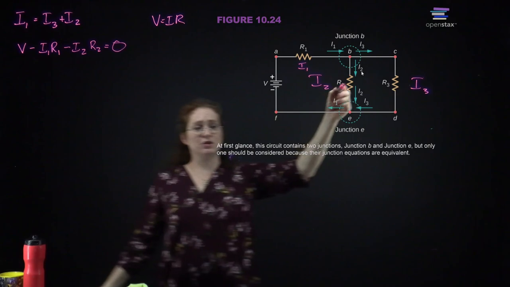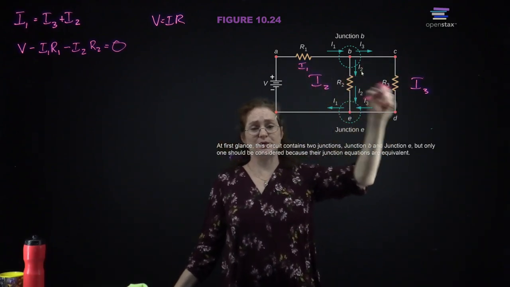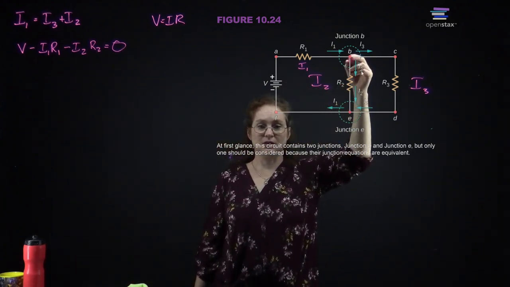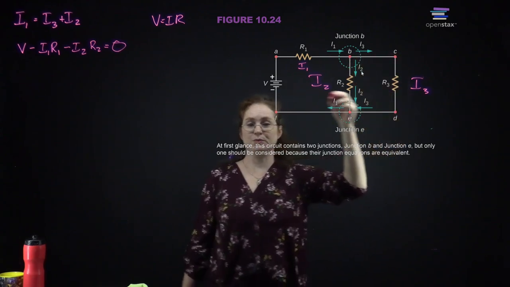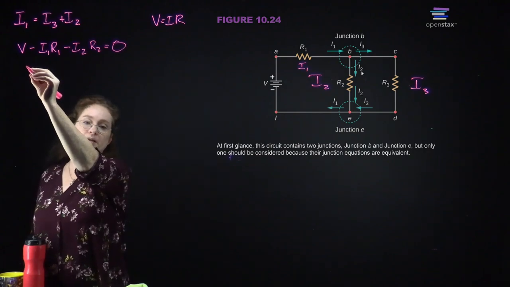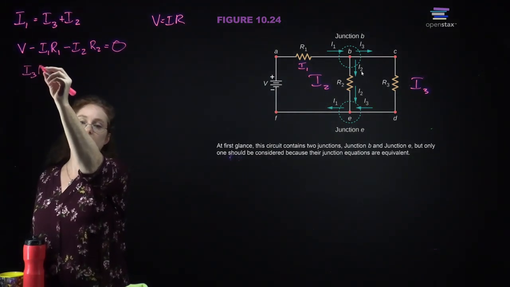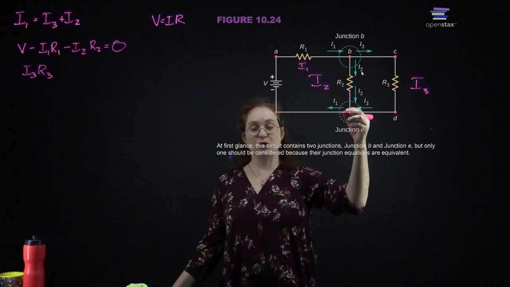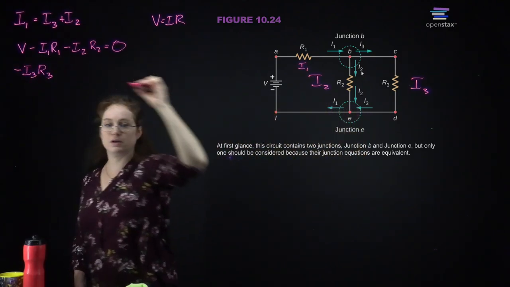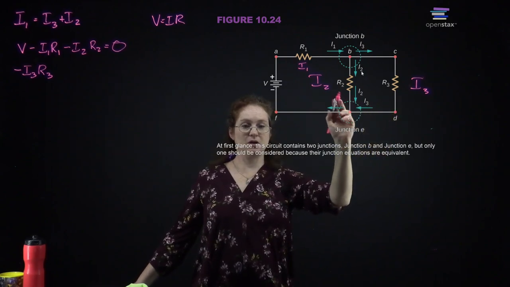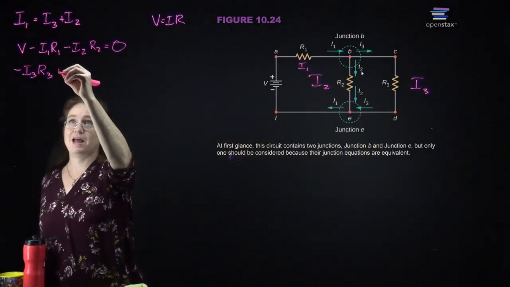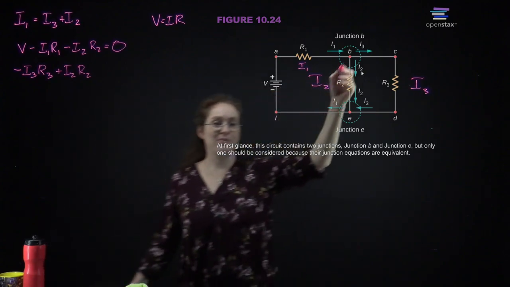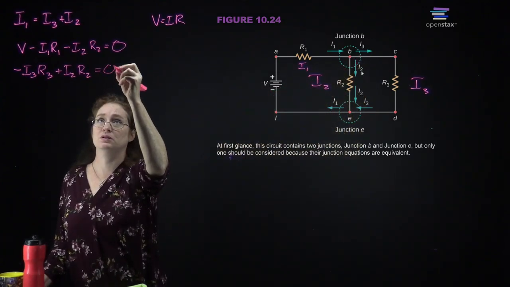All right, and then I'm going to choose a different loop. So I've done this loop, and now I'm going to do this loop. So let's see. The sum of voltage drops across the loop. So here I get I3R3. That is one loop. And then here, I'm going with the current there. And then here I'm going opposite to the current. So I have to add I2R2. And then I get back to where I started, to B. So this is equal to zero.